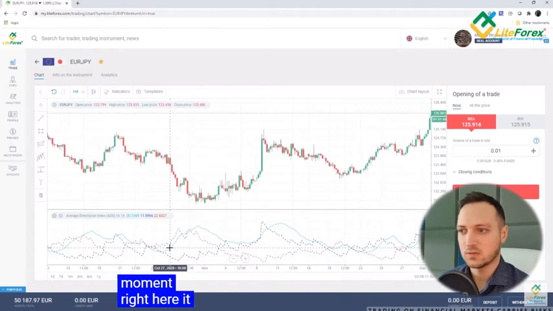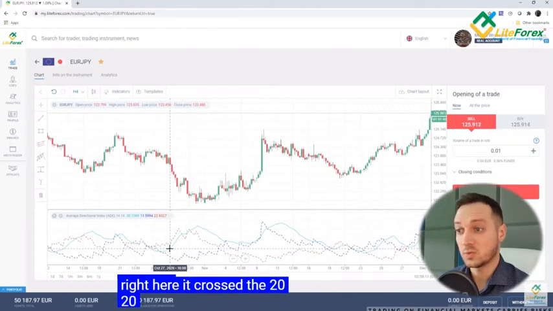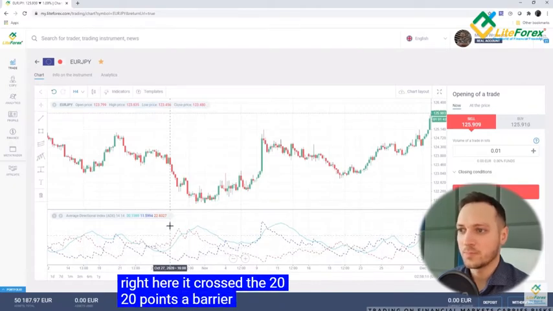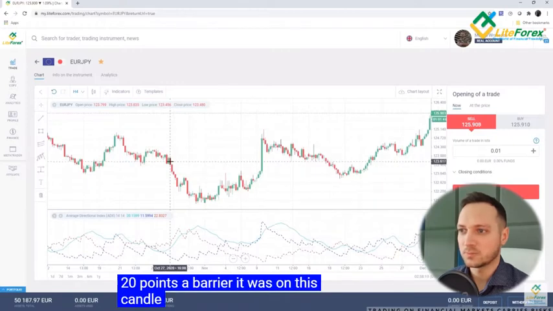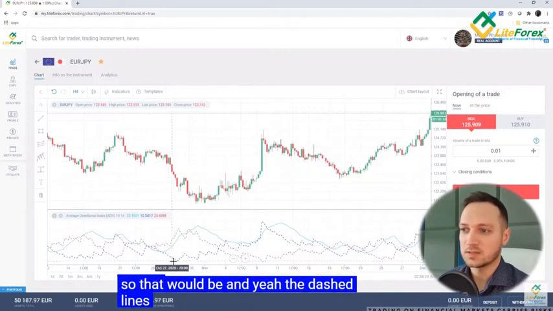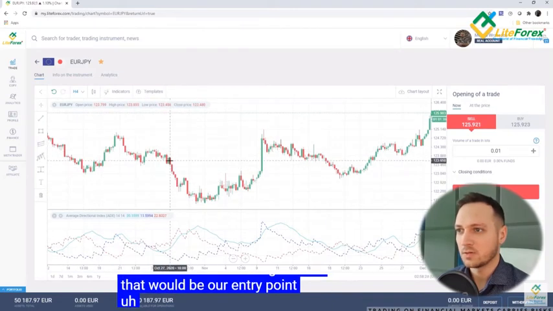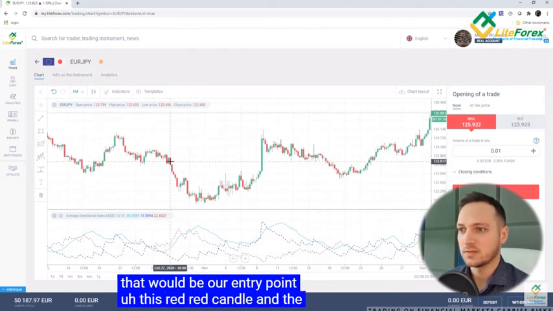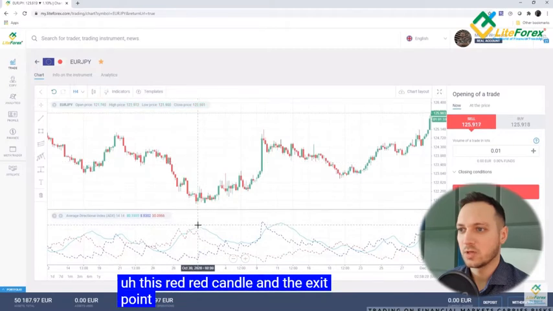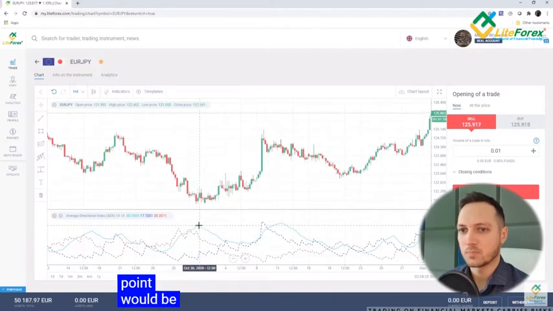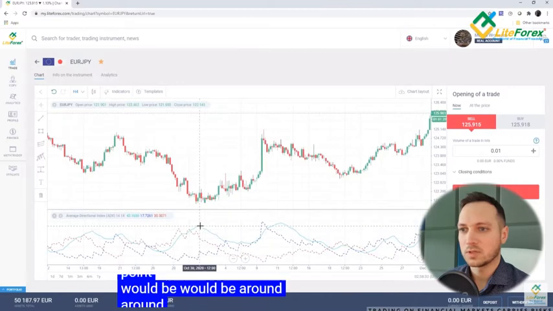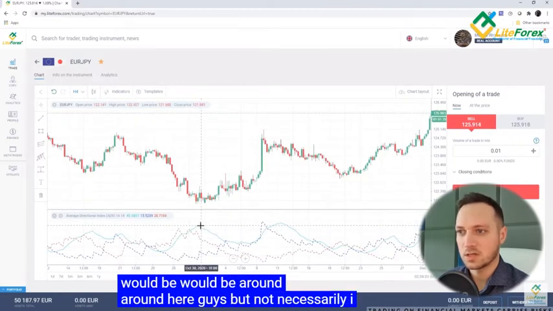Right here it crossed the 20 points barrier. It was on this candle. And yeah, the dashed lines are still in the divergence. So that would be our entry point, this red candle, and the exit point would be around here, guys, but not necessarily. I will show you why.